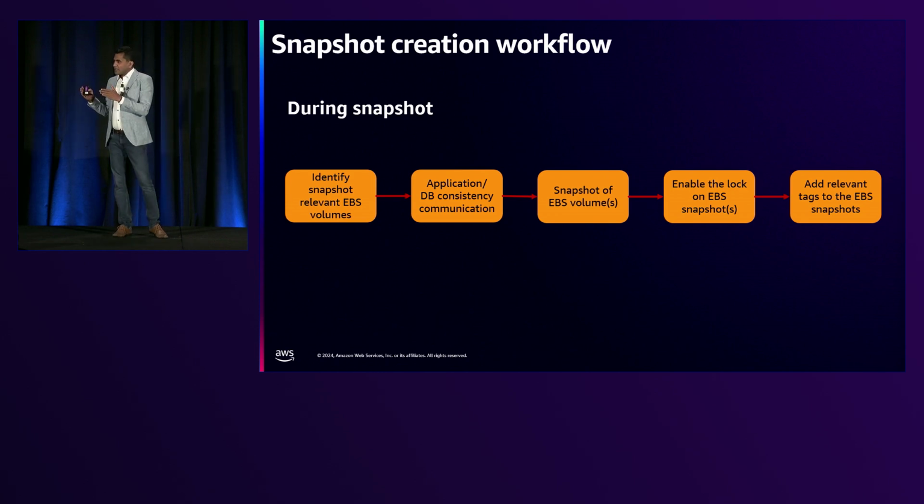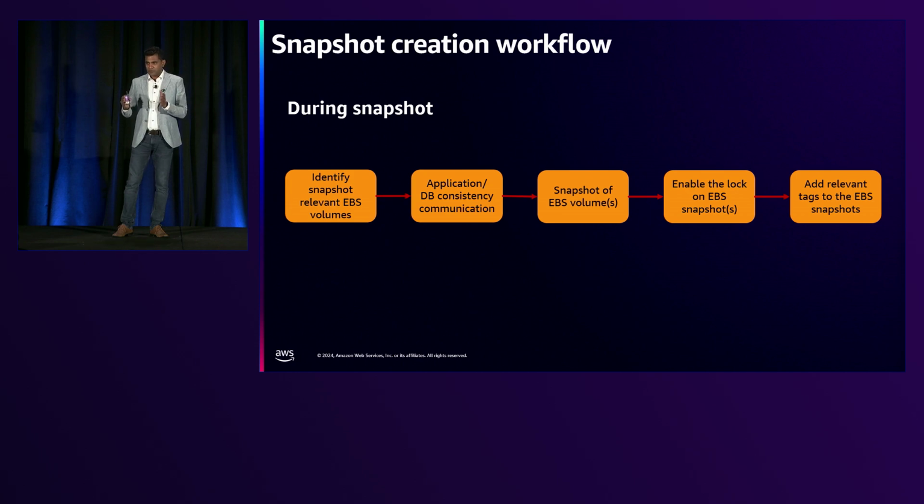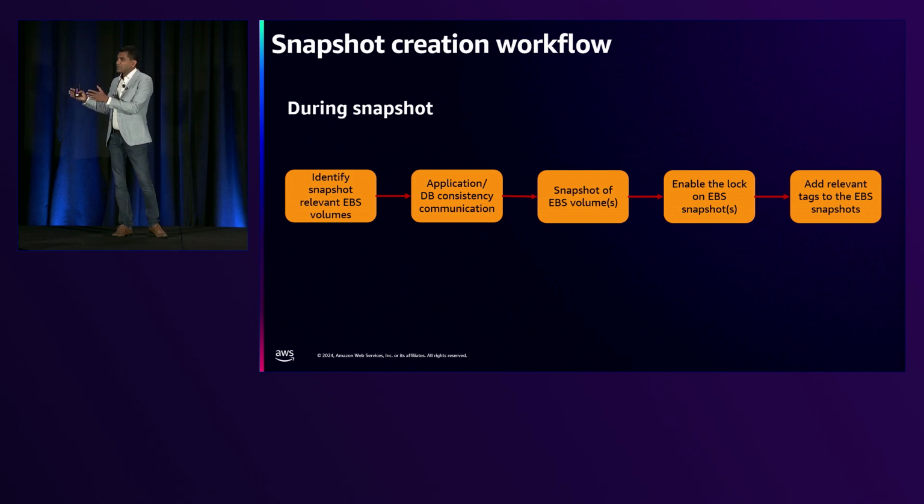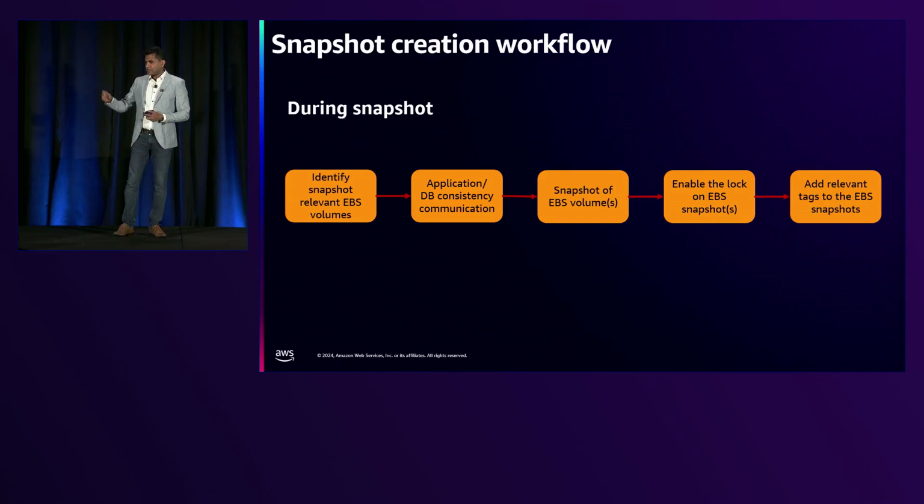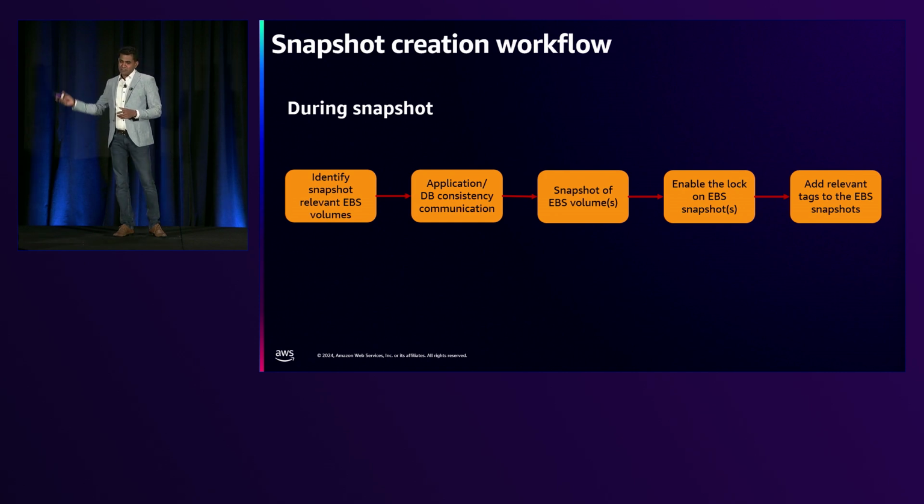First we identify the list of volumes to be snapshotted, then we communicate to the application or database that we are going to take care of application or database consistency. Then we do the snapshot and enable the lock. Once the lock is enabled, we also add additional tags for retention lifecycle management, for example, the retention days for this particular snapshot is 20. Then our Lambda function starts reading these values, and based on that, it does the lifecycle management.